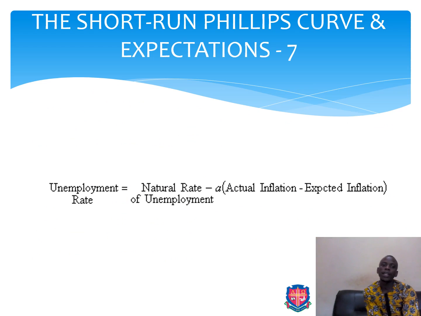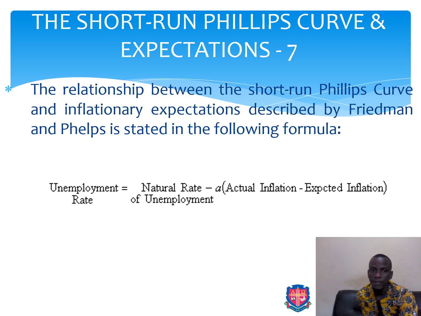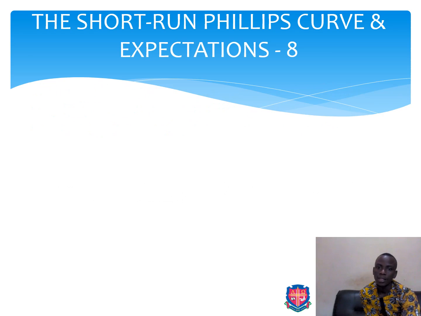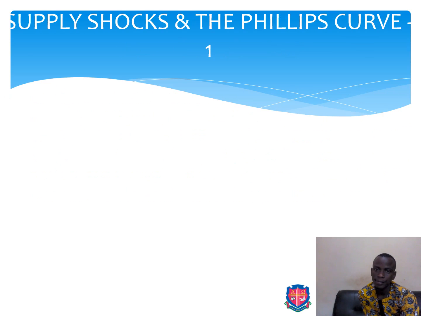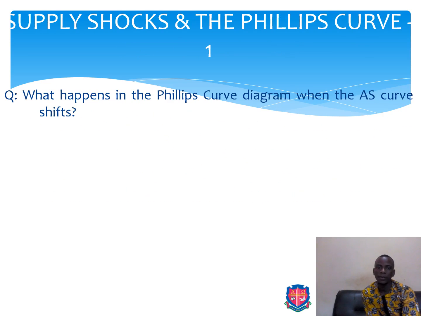So the unemployment rate is equivalent to the natural rate of unemployment minus A times the actual inflation minus the expected inflation. So that's the relationship.